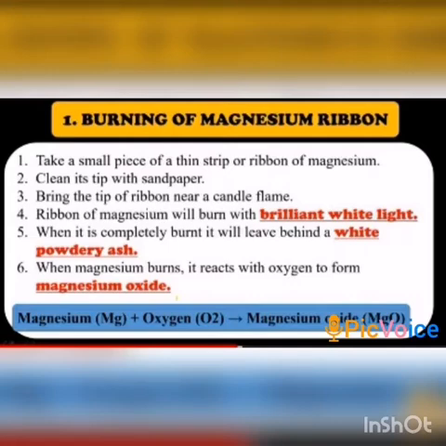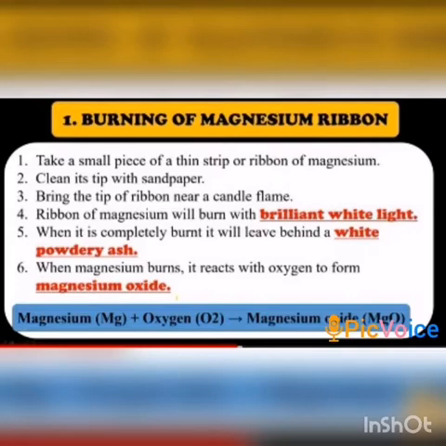Here, the left side are the reactants. Magnesium, the symbol for magnesium is Mg, and oxygen, O2, gives magnesium oxide, MgO. For every chemical reaction, we have to write the chemical equation for that reaction. So, what is the chemical equation for the burning of magnesium ribbon, children? Mg plus O2 gives MgO.